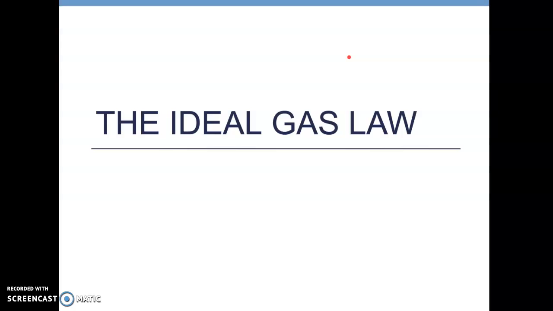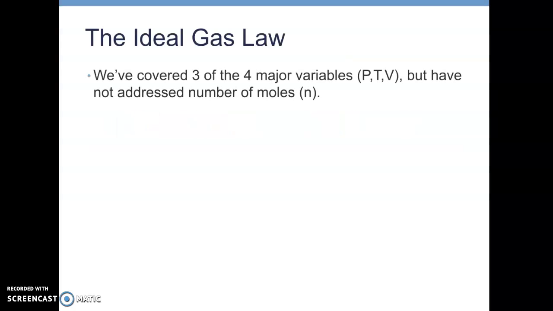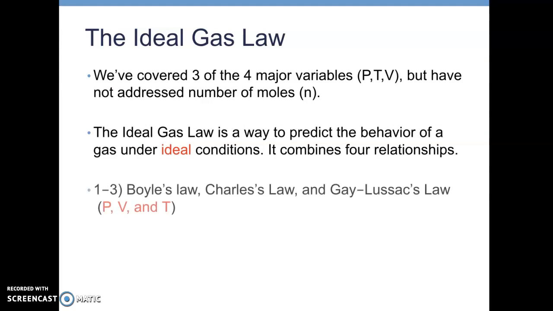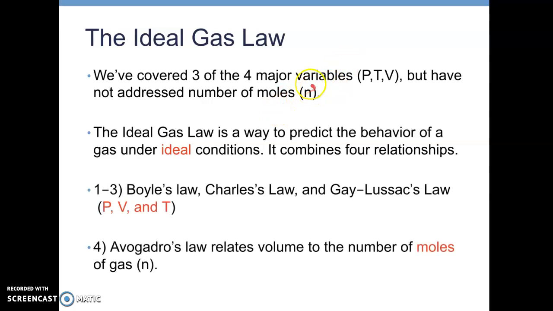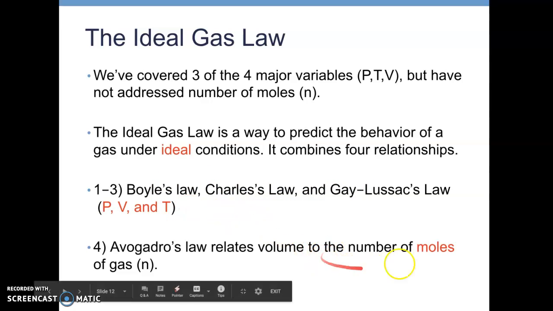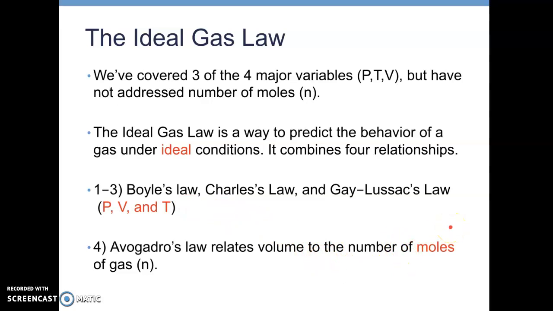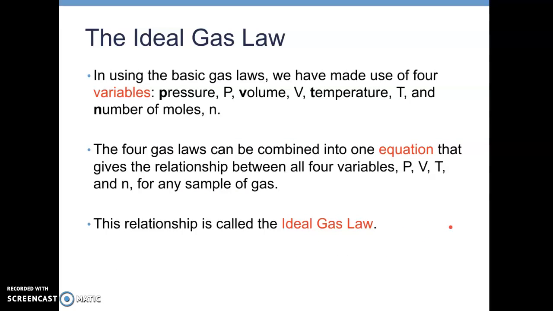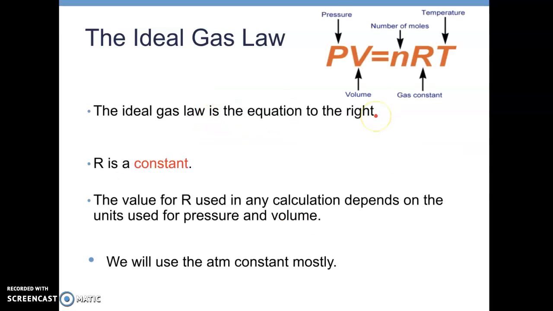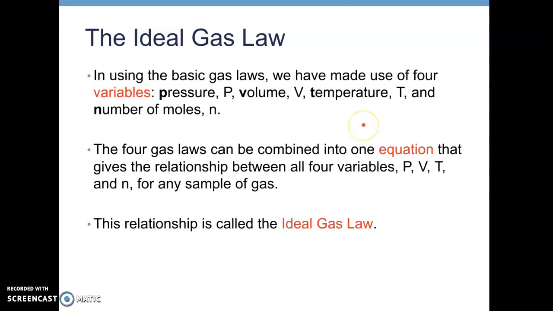Okay. There's another gas law that we'll talk about a little bit today. It's called the ideal gas law. It brings in a fourth variable, which is n, or number of moles. And this represents gases really well under specific ideal conditions. So it takes Boyle's law, Charles' law, and Gay-Lussac's law, and combines it with Avogadro's law relating volume to the moles of gas. So under these basic gas laws, we have four different variables, P, V, T, and n, and they can be combined into one equation called the ideal gas law equation.